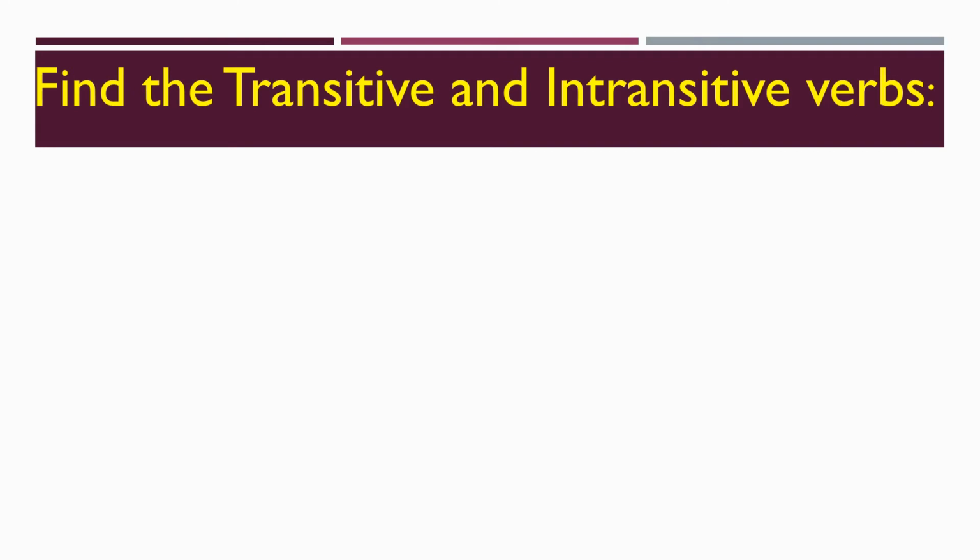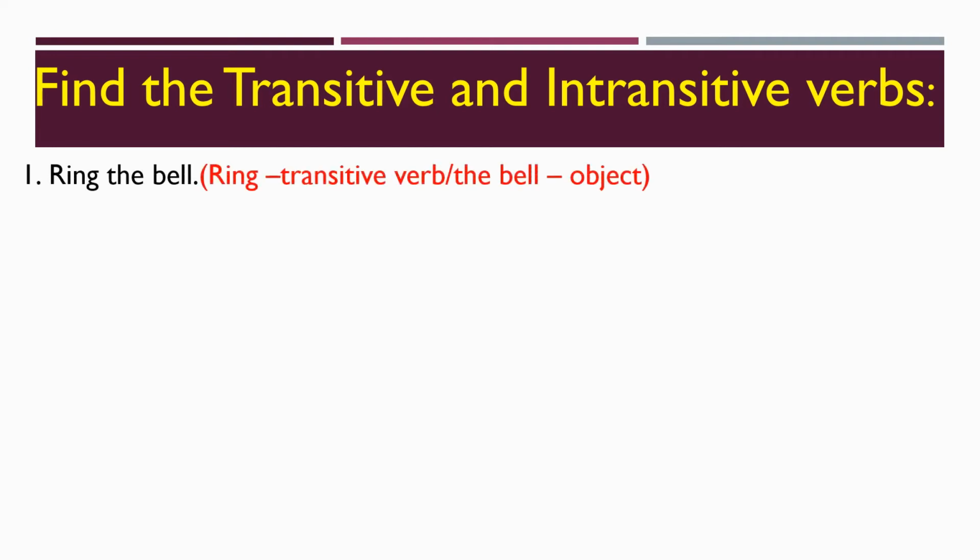I hope you have understood transitive and intransitive verbs. So we will look through some examples of transitive and intransitive verbs. First one, ring the bell. Ring here is a transitive verb. The bell is the object, so it is a transitive verb.